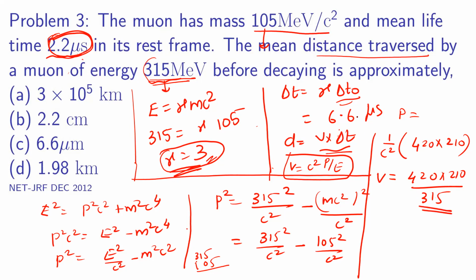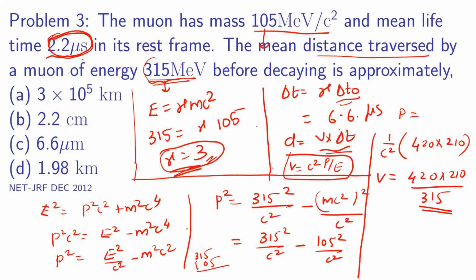Now you just multiply it by 6.6 microseconds in order to get the mean distance. So the distance will be 420 into 210 by 315 multiplied by 6.6 into 10 raised to minus 6. There's something wrong there, maybe, I think. You solve the numerical thing. That's how you do that.